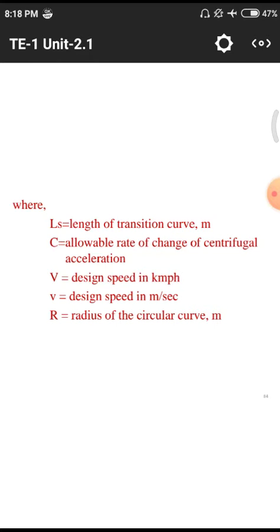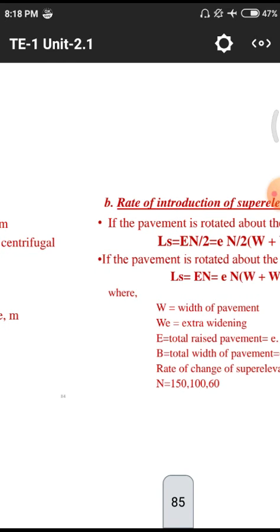That means we must not exceed it, it should remain within limits: minimum and maximum values for centrifugal acceleration. Next, V is the design speed, as previously discussed, in kilometers per hour or meters per second. Next, R is the radius of the particular circular curve. We need to take the radius in meters.